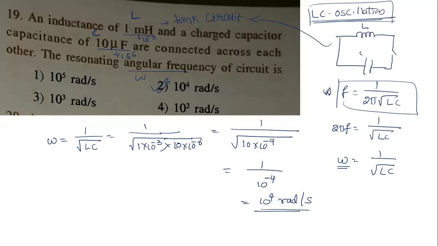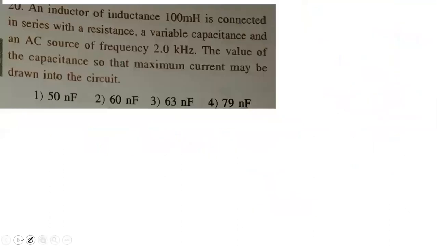Storage of energy: in the inductor, it is going to store magnetic energy, and in the capacitor, it is going to store electrical energy. Of course, this will happen when you close the key. When the key is open, nothing will happen. So first we fully charge the capacitor, then we connect the inductor and close the circuit. That is question number 19. Let's move on to the next question now.